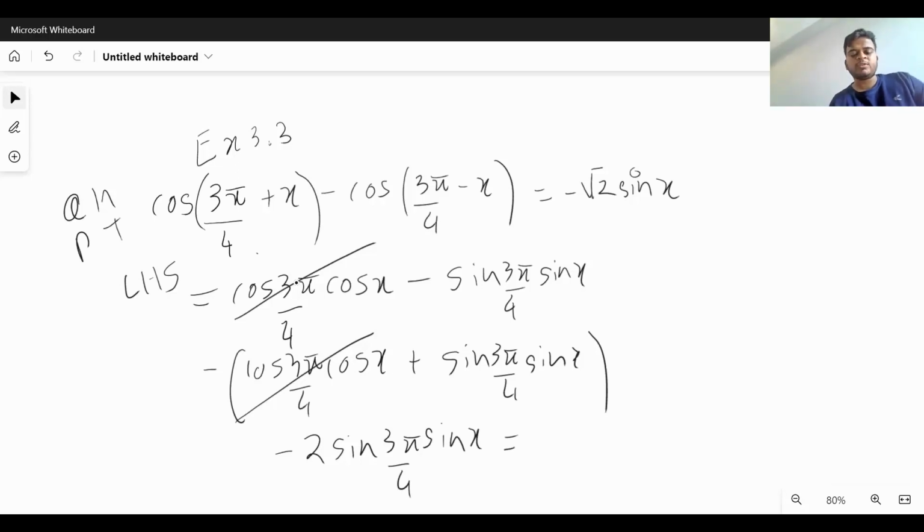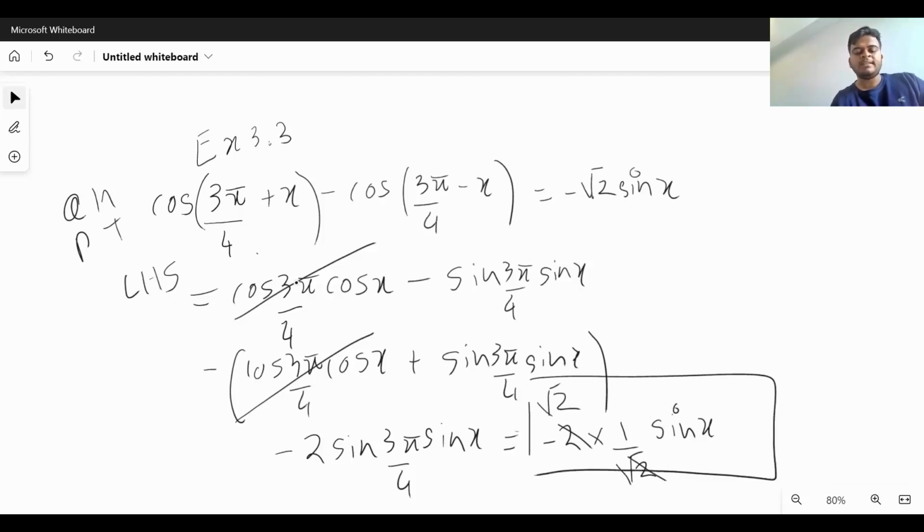And 2 into sin 3 pi by 4 is nothing but 2 into 1 over root 2 sin x, correct? This 2 is cancelled. I've plugged in the value of sin 3 pi by 4 into the equation, and we know that sin 3 pi by 4 is equal to sin pi by 4 as well, right? Because we can expand 3 pi by 4 as being equal to pi minus pi by 4, and that is in the second quadrant, right? So you get minus root 2 sine x, and that is the RHS as well. Our question is solved. Correct.